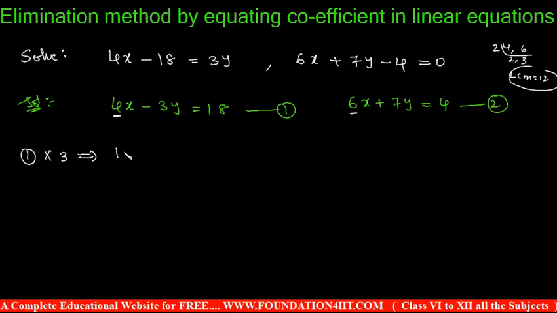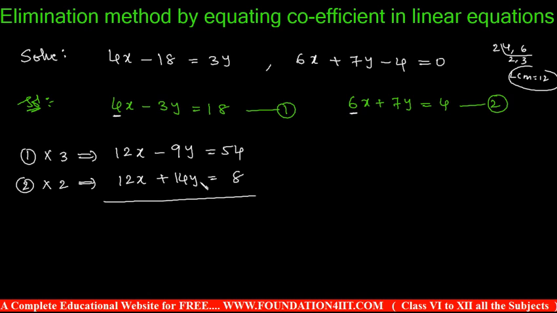That implies 12x minus 3 3s are 9y is equal to 18 into 3, everything we multiply, that is 54. Right? That is the first equation into 3. Now equation 2, the x coefficient is 6, but I want 12. In the 6 table, 2 6s are 12, so you should multiply by 2. The same 2 should multiply the entire equation, then only the equation's value does not change, so that is compulsory. And this is 12x plus 7 2s are 14y, and the same 2 into 4 is 8. So the entire equation you multiply with 2.